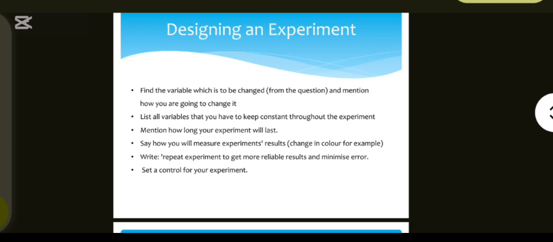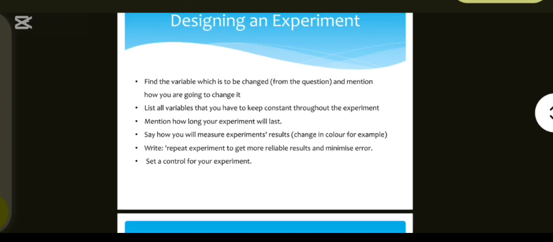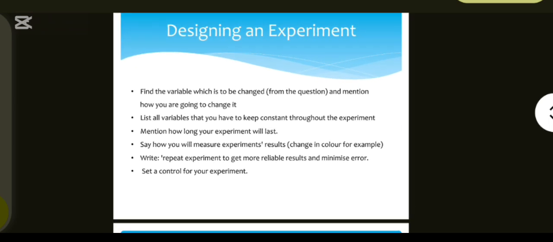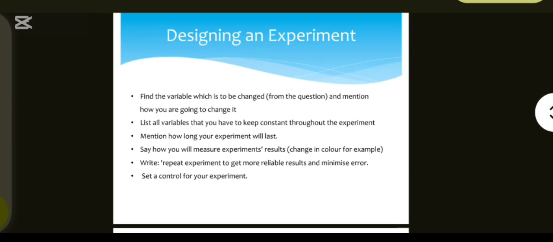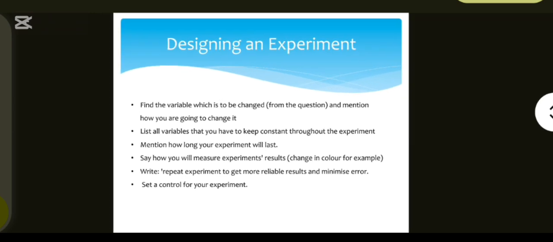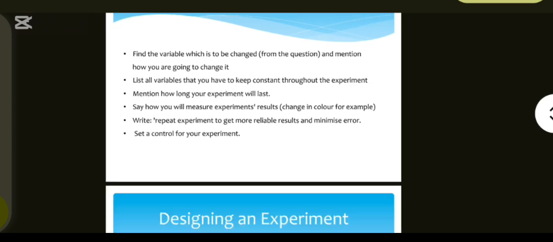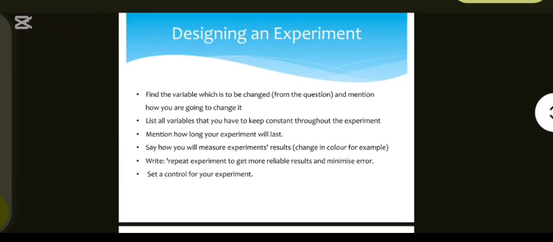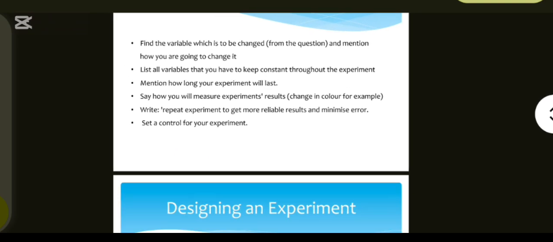So find the variable which is to be changed from the question, which is of course our independent variable. Here we have temperature. Then list all the variables you have to keep constant, which are known as constant variables, and then mention how long your experiment will last, and say how you will measure. You need apparatus and a set control for your experiment, and how to minimize error by taking average values and means.